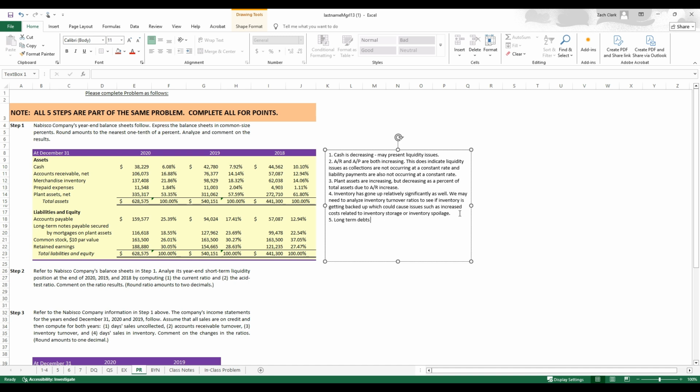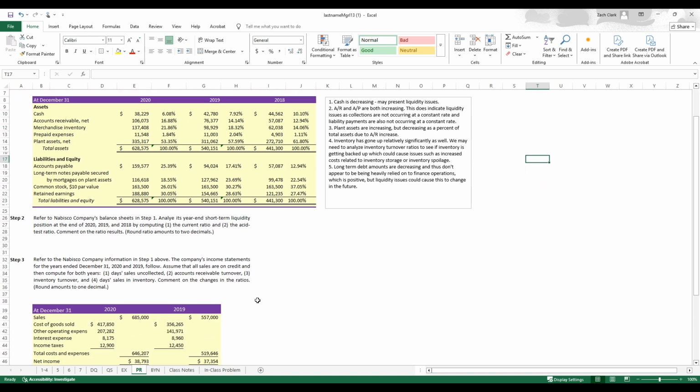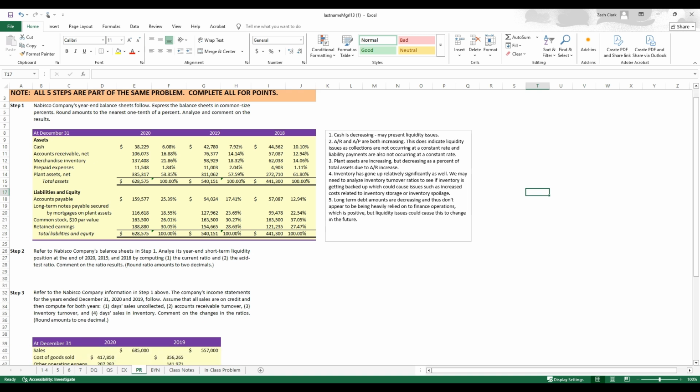Long-term debt amounts are decreasing and thus don't appear to be heavily relied on to finance operations, which is positive, but liquidity issues could cause this to change in the future. So the company might need to start relying on more debt, as we can see some of these other liquidity-related metrics becoming more negative, essentially.